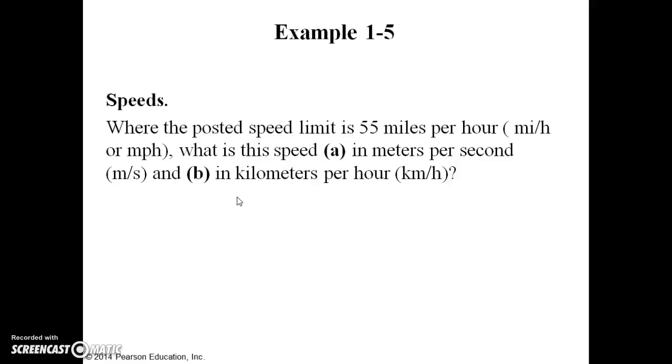And here's one more practice problem for you to do. Where the posted speed limit is 55 miles per hour, what is the speed in meters per second and in kilometers per hour? And the answer you should get for A is 25 meters per second, and for B, 88 kilometers per hour. Again, the steps are shown in your book if you look at example 1-5.